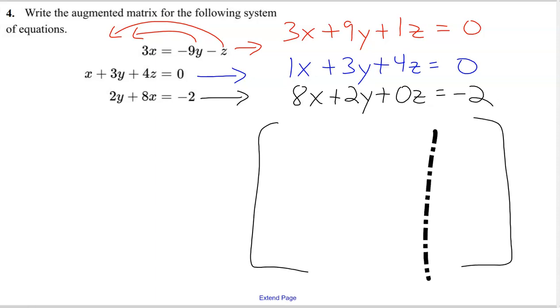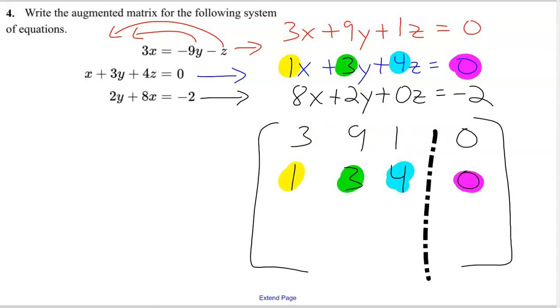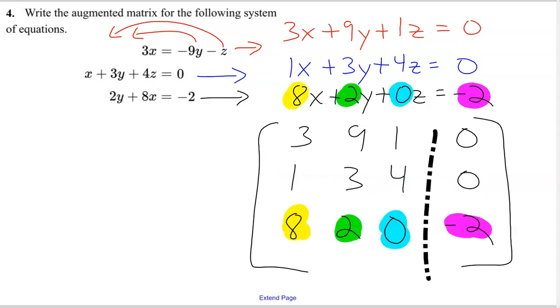Alright, now I'm going to set up my matrices. On the first row, I'm going to have 3, 9, 1, and 0. Next row, 1, 3, 4, and 0. And on the last row, 8, 2, 0, and negative 2. And that's it. That is writing an augmented matrix, part 2.